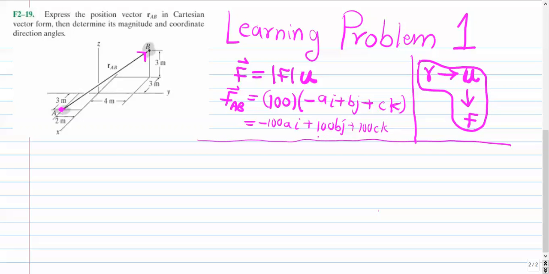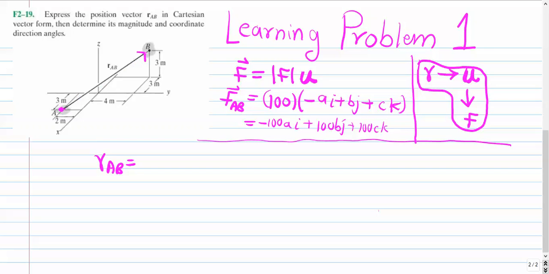Now that we have all our concepts out of the way, let us start solving this question. The question says, express the position vector RAB in Cartesian vector form, then determine its magnitude and coordinate direction angles. Since this is a very basic question, all they want us to do is find the length vector in its Cartesian form, and after that just find its coordinate direction angles. So let's find the length vector RAB from the point A to the point B.